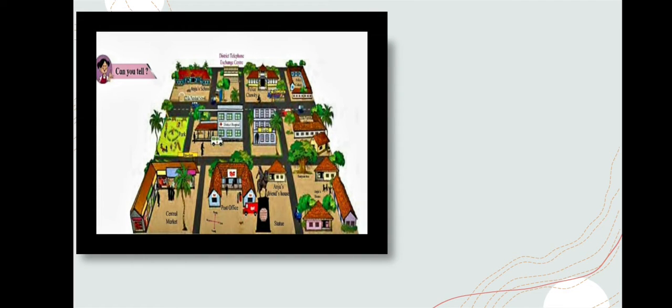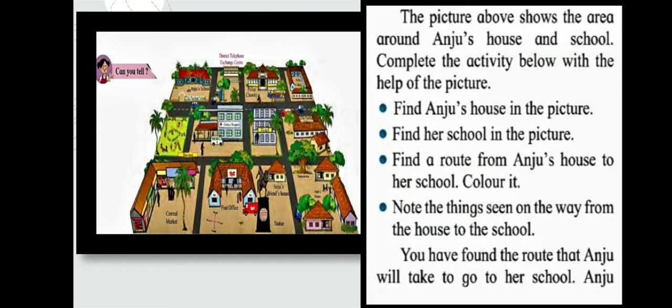Here is a map shown. Can you tell? The picture above shows the area around Anju's house and school. Complete the activity below with the help of the picture. Now look at this picture and find out. Find Anju's house in the picture. You have to find out Anju's house.